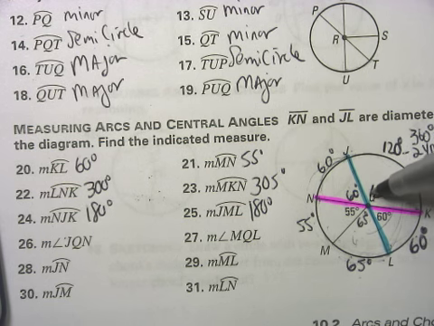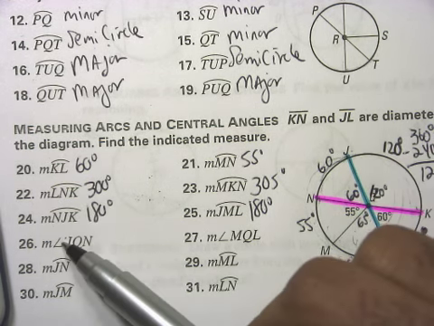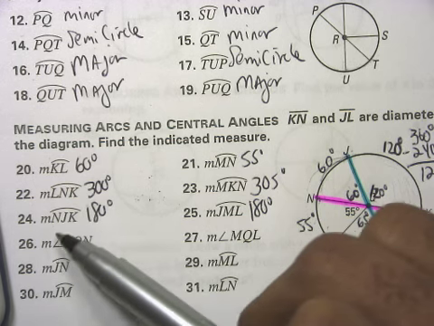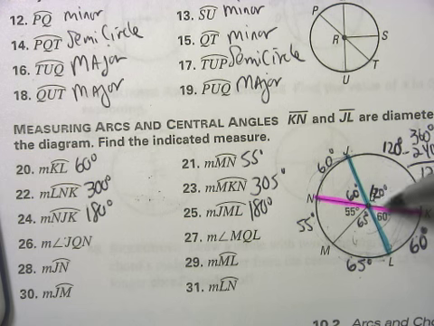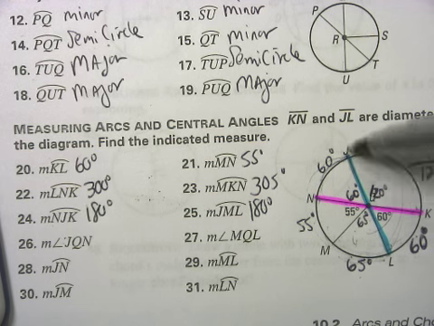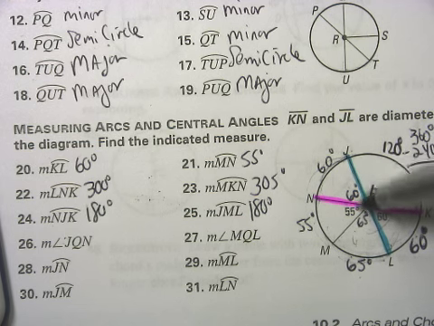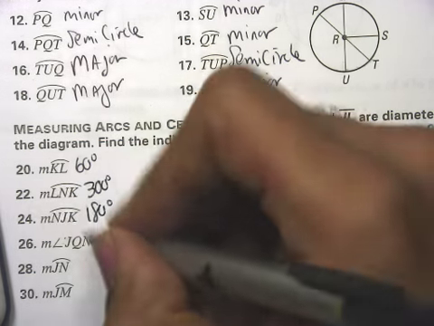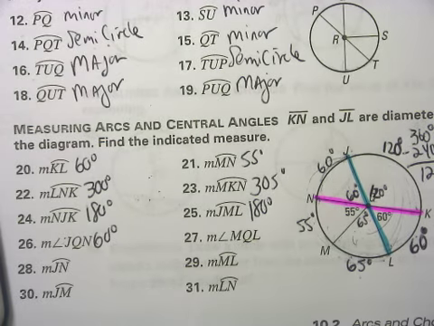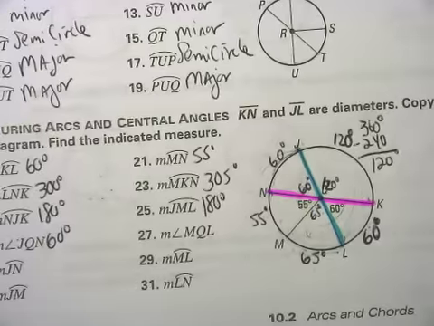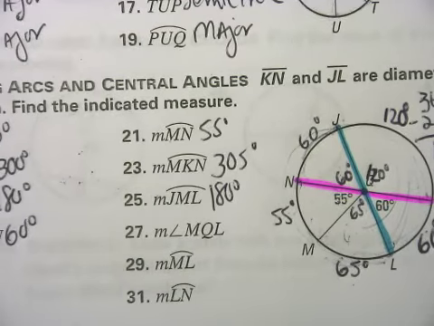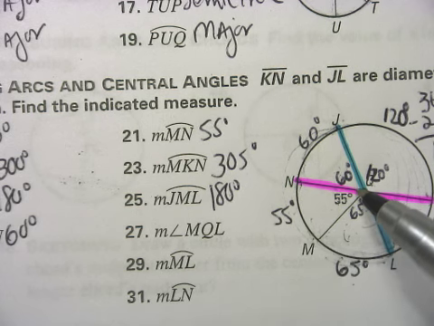Number 26, we got arc JQN. Where's my J? Here's J. Where's the Q? Oh, I'm sorry, right here. So they want the measure of the angle. I'm sorry, I missed that sign. These are arc symbols. Here's an angle. They want the measure of angle JQN. Well, that's easy. JQ. Where's N? There it is. JQN. And we can see here that that angle is 60 degrees.